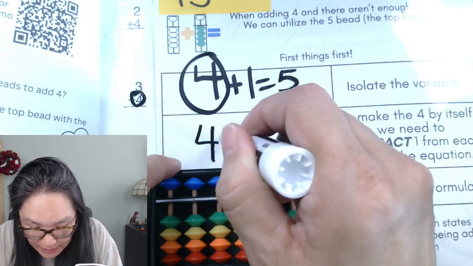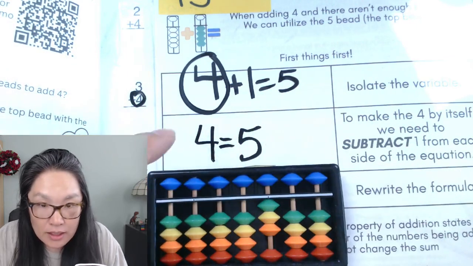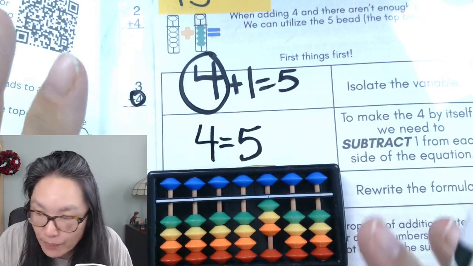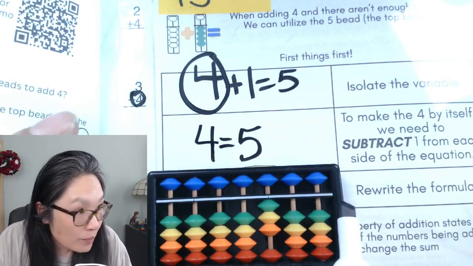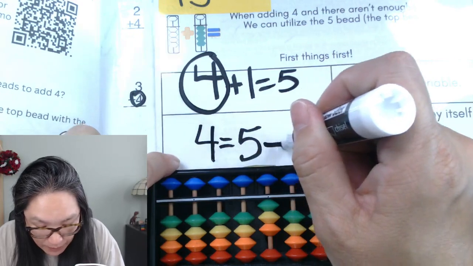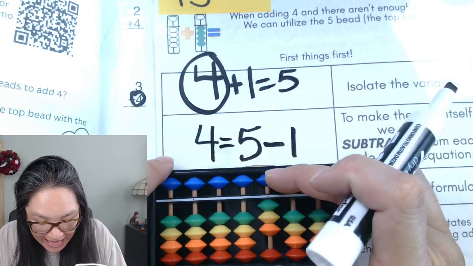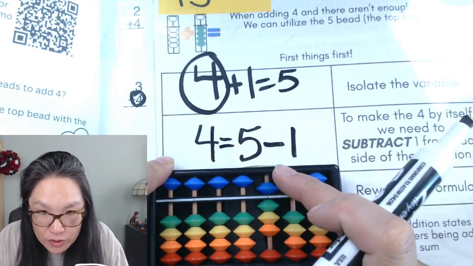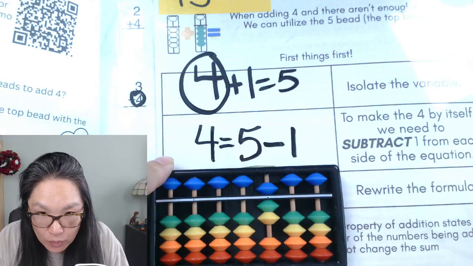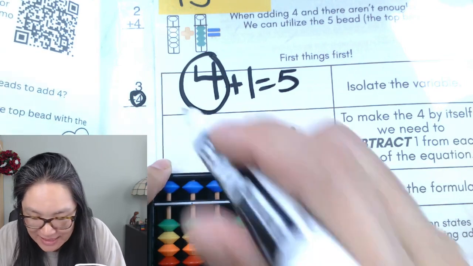If I did this, this is too much. We want to balance the equation. When we balance the equation, I'm going to say minus the 1. Does that make sense? So what we're doing is we're going to add the 5. Adding the 5 is too much. So we need to take away the 1. So my final answer is 7.